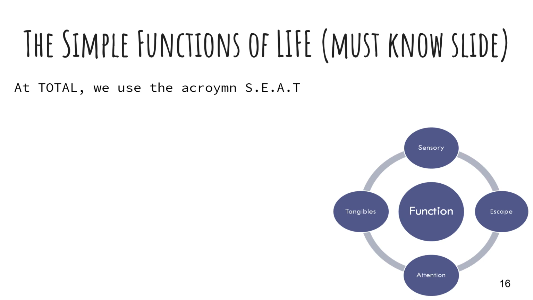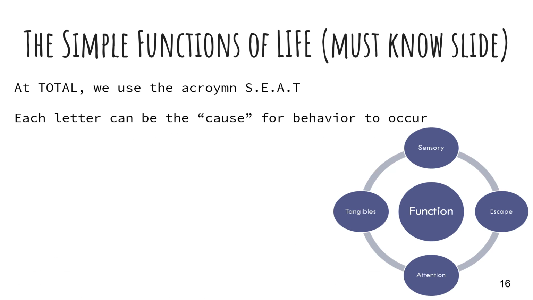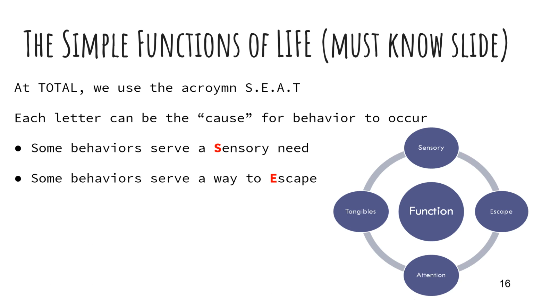All right, this is a must-know slide. At Total, we use the acronym SEAT, S-E-A-T, to put our different functions into clear and easy categories. Each letter can be looked at as a cause for behavior to occur, or behaviors that fall under these different response classes. The first in the SEAT acronym is that some behaviors serve a sensory need for somebody.